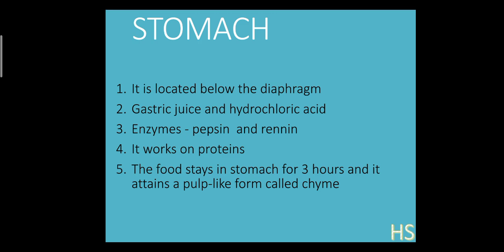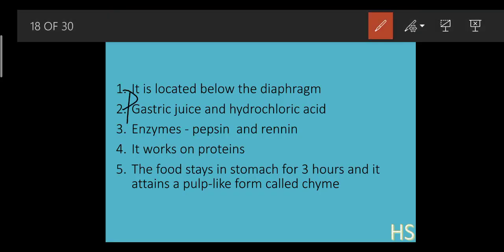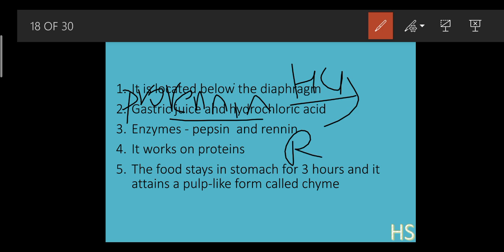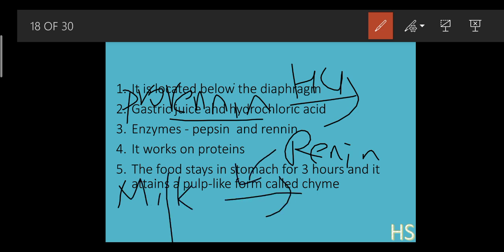Okay, then there is one more, renin. So there is prorenin. HCl will work on this and prorenin will become renin. Now this renin will work on milk protein, and get converted into paracasein.